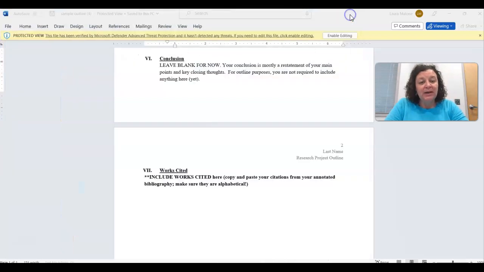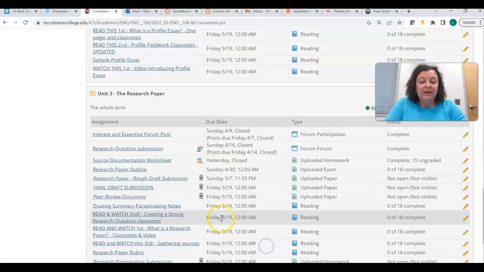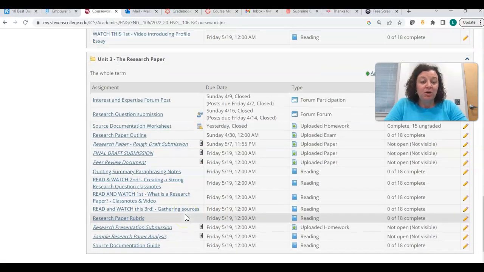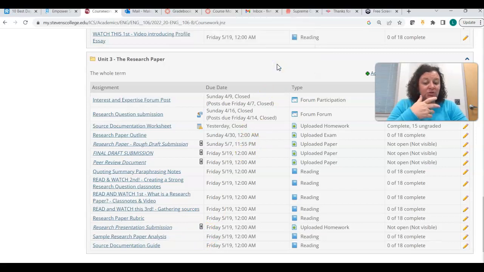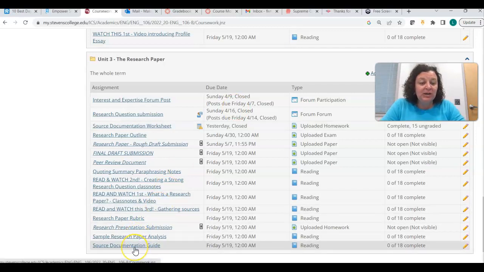There are 2 sample research papers on the portal. Some are stronger than others, and I think you will quickly see why. It's open as an assignment. However, you don't have to do it as an assignment. I'm showing you some samples, and you can see what people have done to create strong research and how they've integrated their quotes. Right? I've also put up here a source documentation guide.